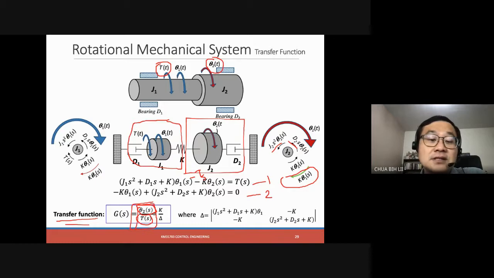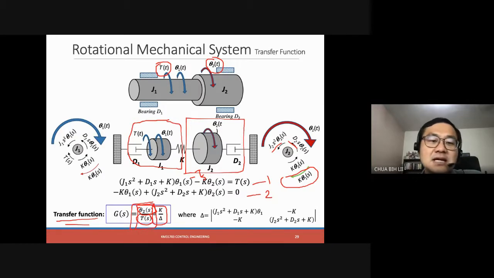If it is related to theta 2, then for sure you would want to substitute into each other, remove the theta 1 and so on. So you just use Cramer's rule, and you should get the suitable answers to form the transfer function. You may try on your own, just to make sure that you can form this particular transfer function, K over the determinant. If you can get this, then it should be fine.